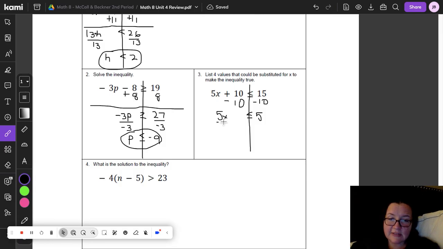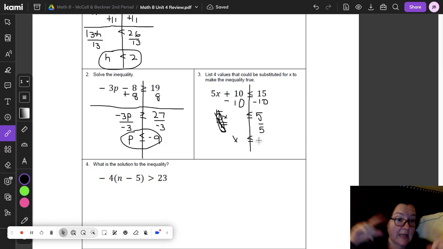Divide by 5 on both sides. That gets rid of the 5 over here. Cross that out. We still have x is less than or equal to 5 divided by 5, which equals 1. Okay, step 1 is done. We found the answer. X is less than or equal to 1.